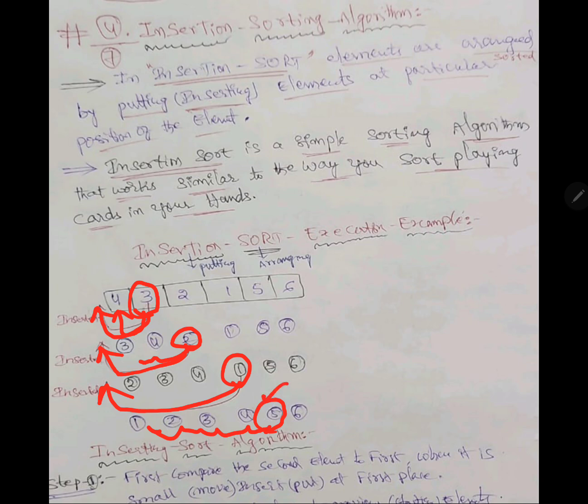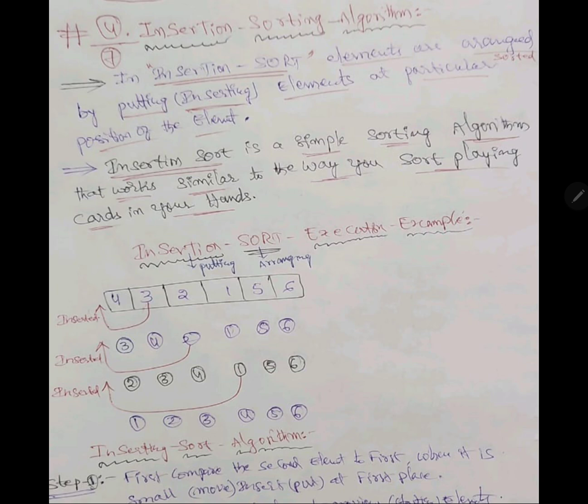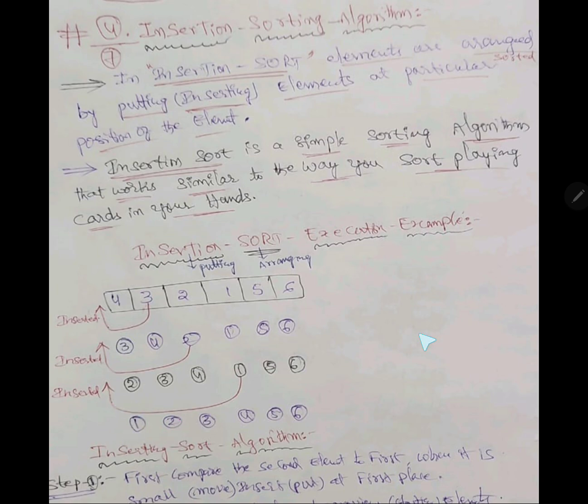If it is big, it will be kept as it is. The same with 6, it is also big, so it will be kept as it is. So I will remove all of those. See, at the end it is arranged in ascending order, right? Nothing but increasing order it has arranged.